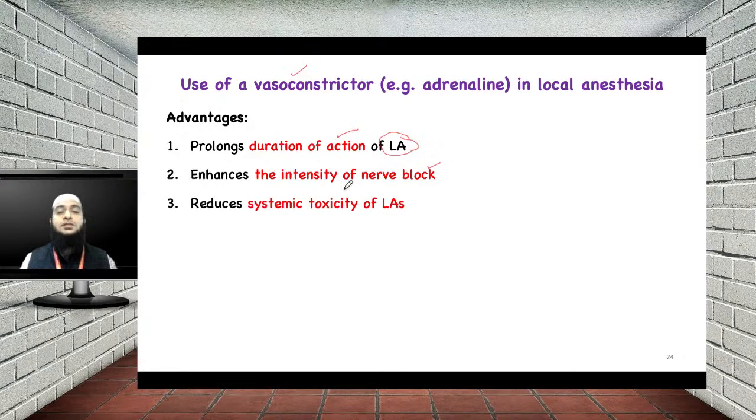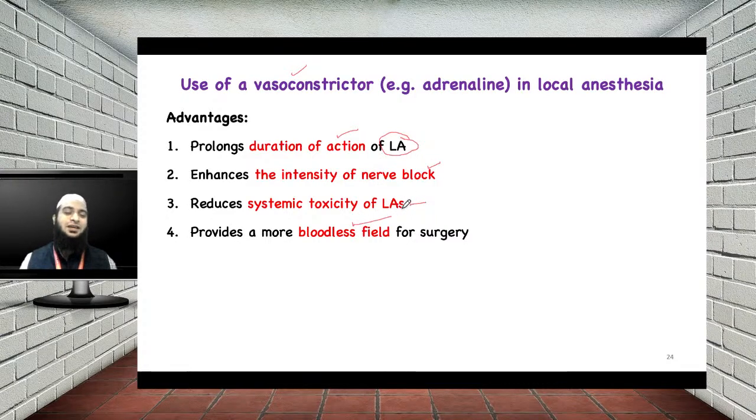Third thing is that it reduces systemic toxicity of the local anesthetics, because due to less blood supply, due to vasoconstriction, the drug will not be absorbed into systemic circulation, and as a result, it is not exposed to different organs and systems. So you can avoid side effects of the drug because of absorption into systemic circulation. So overall, it reduces systemic toxicity of the local anesthetics. It provides a more bloodless field for surgery, because there is vasoconstriction. Suppose this is a normal blood vessel and these are the constricted blood vessels, so obviously in the normal blood vessel there will be more blood supply, there is more blood flow, and if you give an incision over here, then there will be more loss of blood.